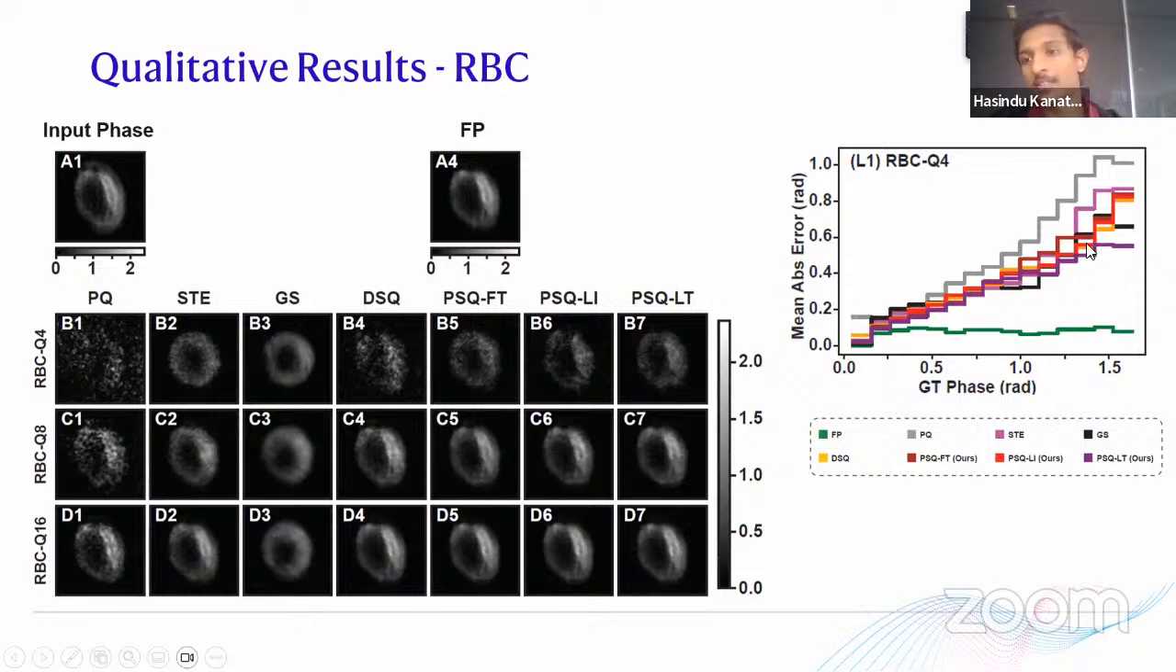If we consider the error plot, you can see that when we go to higher phase values in the red blood cell case, in this particular example, our method has a small error compared to DSQ.